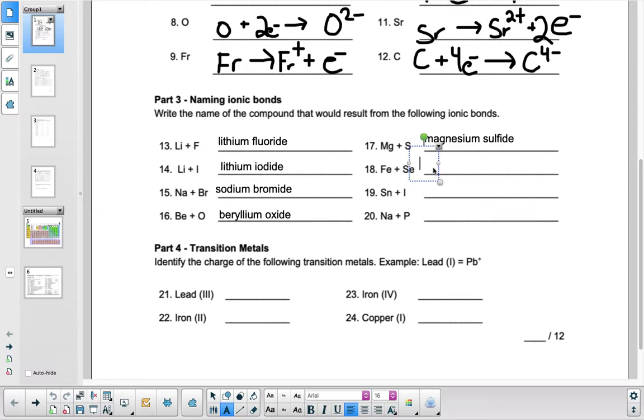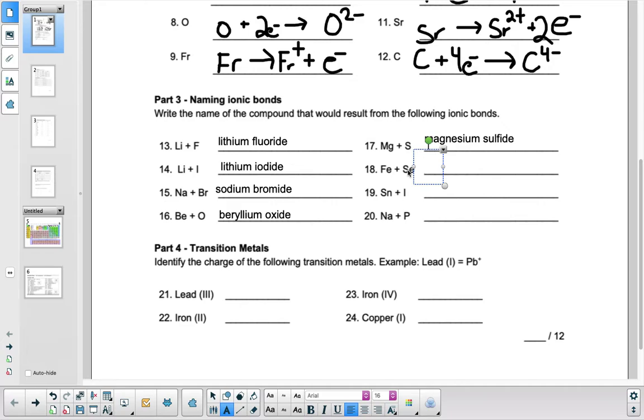So 18 and 19 get a little bit tricky because iron and tin are transition metals. So transition metals, if you remember, don't quite follow along so nicely with our patterns that we have for groups 1, 2, 13 through 18. So what you need to do to figure out how to name your iron in this particular question is you need to look at your anion.